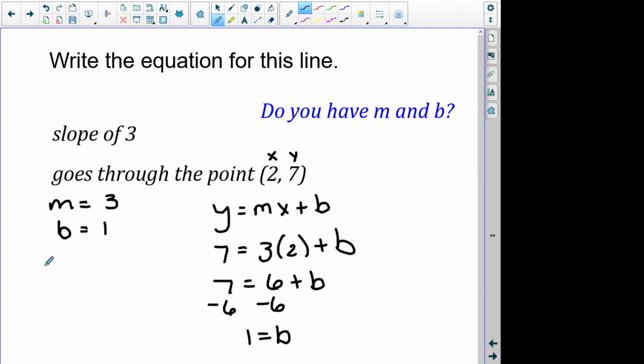And so I can write the equation of my line: y equals 3x plus 1. Now, when we write this equation, remember we're writing a general equation for any x and y. Given any x, I can calculate y. So when we write our equation, we always want to have x and y in there. But to calculate b, we can use the values of x and y that they give us to help us calculate that b value. So there would be my answer.